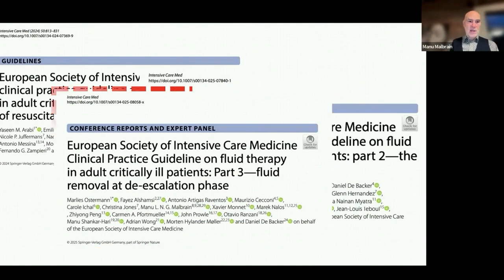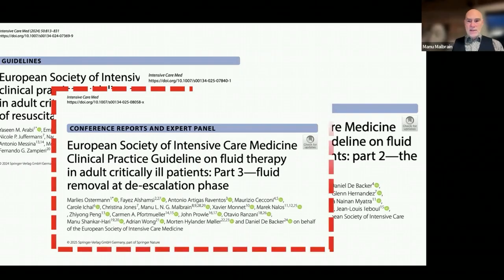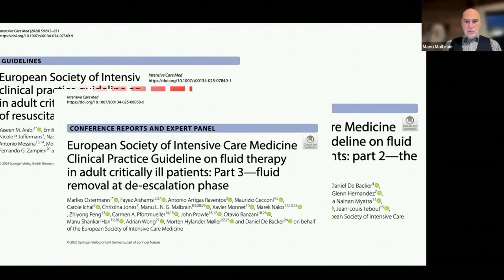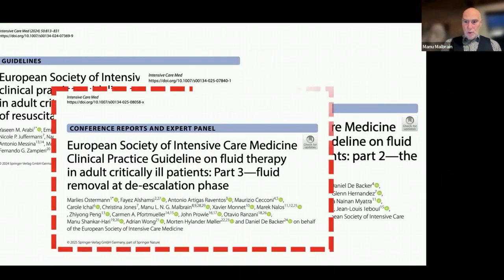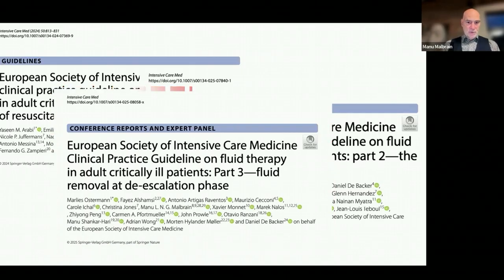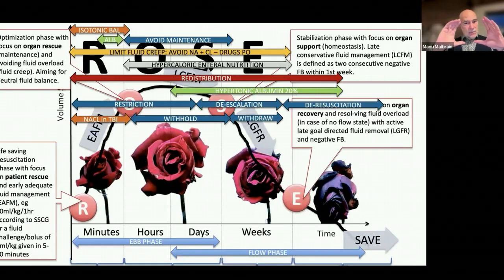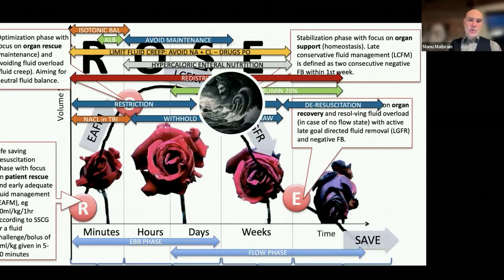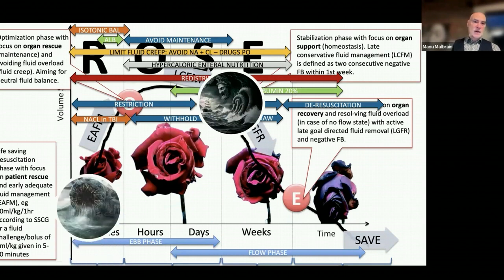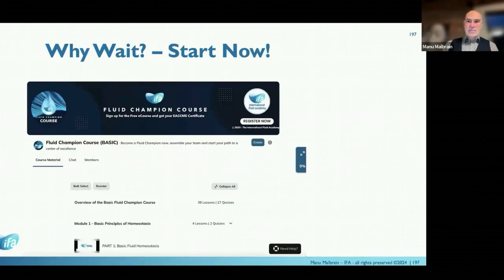I'm very happy to share that with the European Society of Intensive Care Medicine, we published 3 parts on the fluid drug. Part 2 was on the dose, and part 3 on de-escalation has just been accepted and published. This kind of summarizes it all, the different phases, the ROSE framework. Remember this, think about restriction, withholding and withdrawing fluids, think about Scylla and Charybdis, and finding the balance. Now, why wait? Start now.